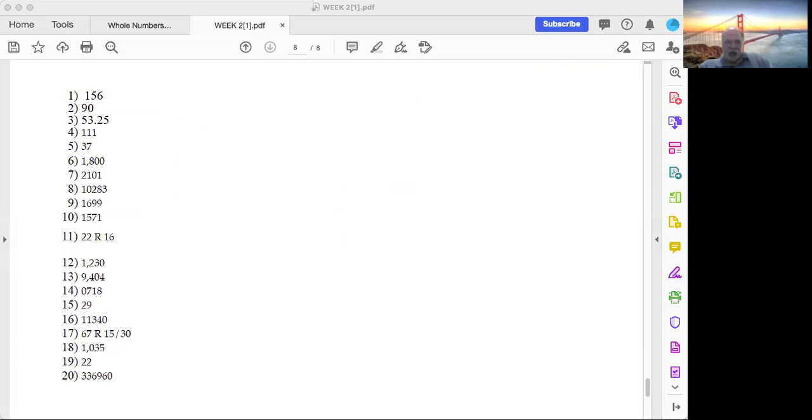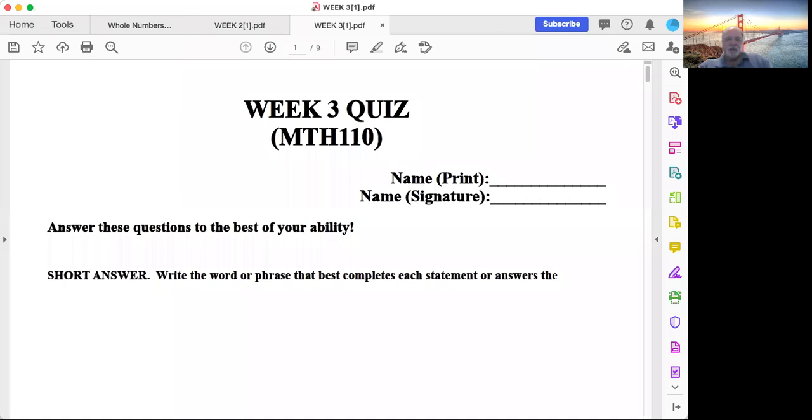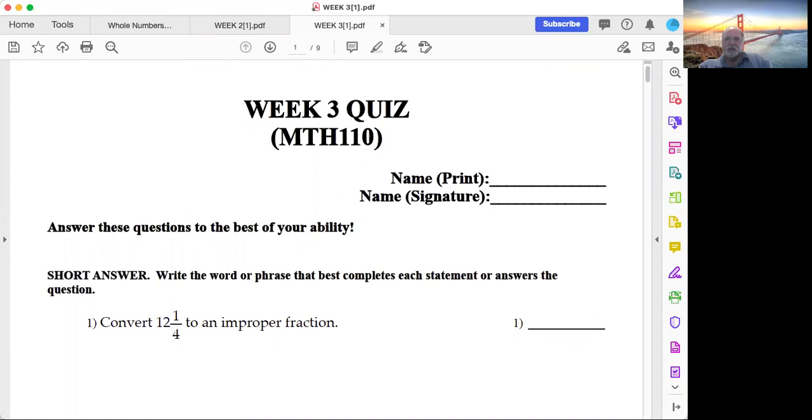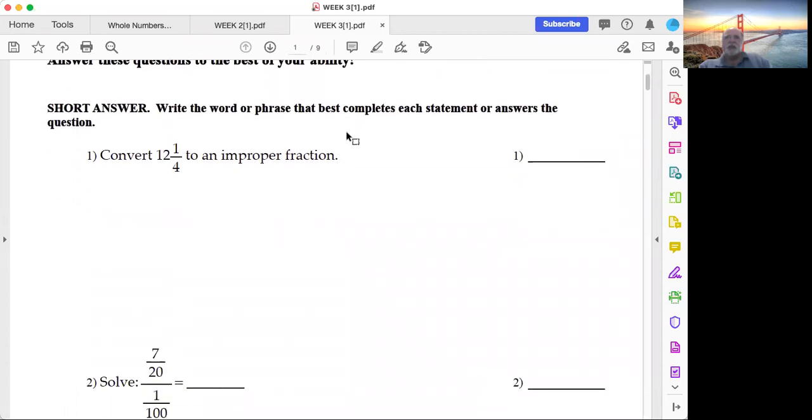Okay, so let's try the last one I sent you. All right, so this is some stuff that I don't think we specifically went over last week, but I can show you how to do it now. All right, so first question says convert 12 1/4 to an improper fraction.